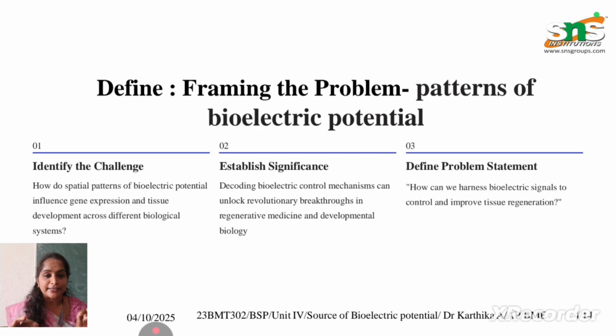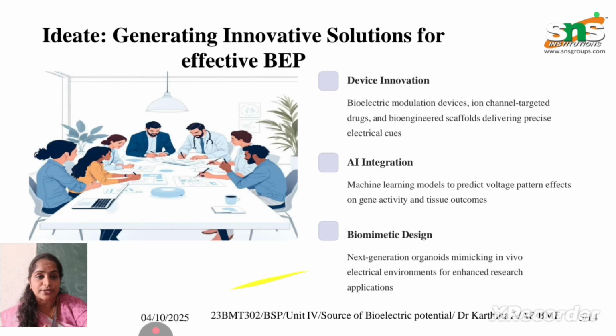Here is our define part, which frames the problem of patterns of bioelectric potential. Our first thing is to identify the challenge, establish significance and define the problem statement. Identify the challenge: how do spatial patterns of bioelectric potential influence gene expression and tissue development across different biological systems? This is our first thing. Our second thing is decoding bioelectric control mechanisms: how can we harness bioelectric signals to control and improve tissue generation and regeneration?